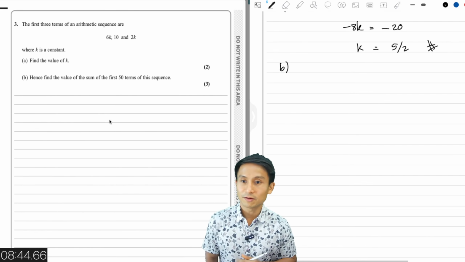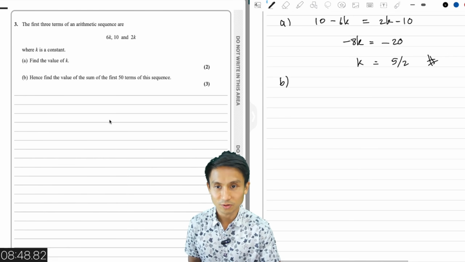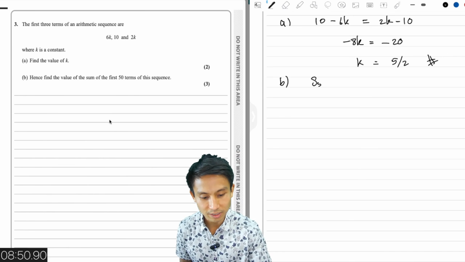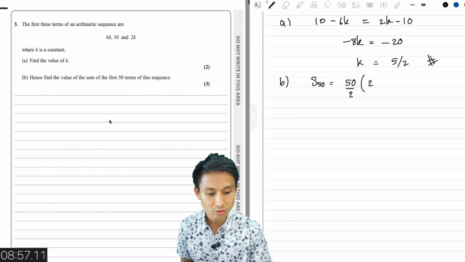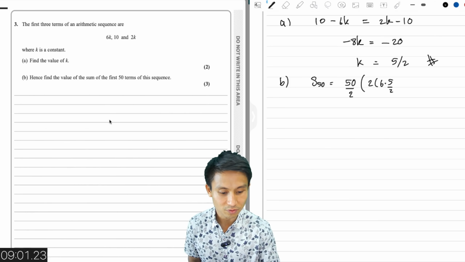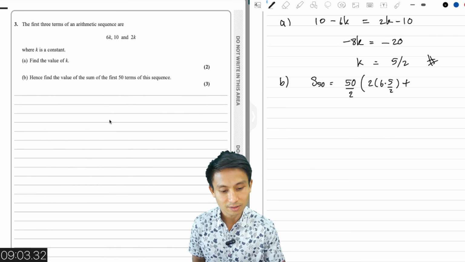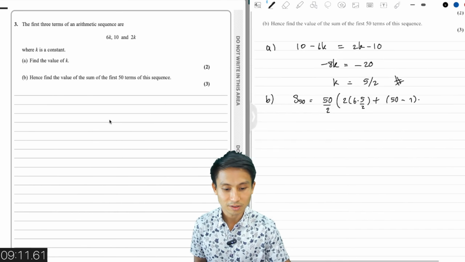Part B, hence find the value of the sum of the first 50 terms of this sequence. All right. So sum of the first 50 terms, so S50 equals, I'm going to use that formula, 50 divided by 2 and then 2 times the first term being 6k, so 6 times 5 over 2, that's the first term, plus n, which is 50, minus 1 times d, which is what is d?